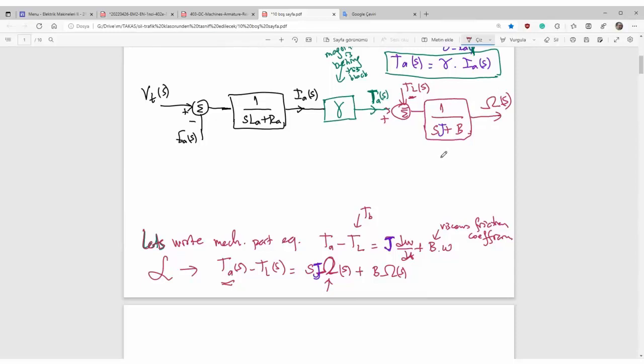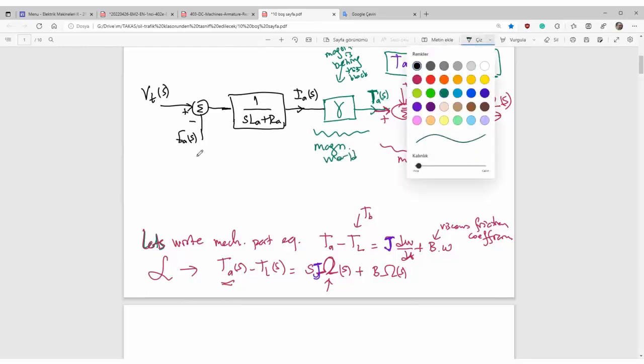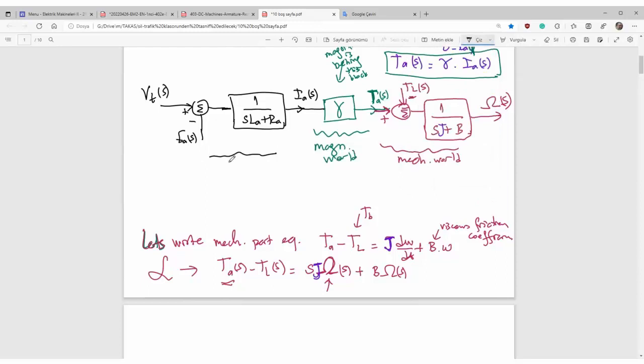Houston, mechanical world in red. You see, red world is mechanical world. Mechanical world. Here is something in the magnetic world. And here is something in the electrical world.